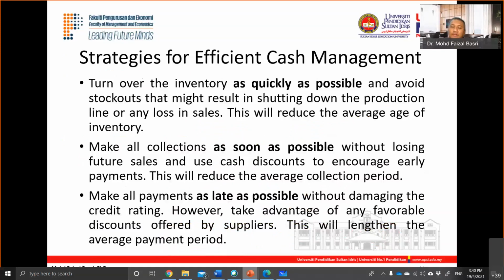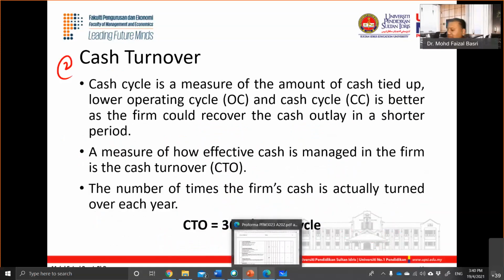Okay, so now the second part of our cash conversion cycle. Once you have the cash conversion cycle, the rest is quite straightforward. Next, we're going to find the cash turnover. Cash turnover means in a year, how many times the cash will be turned back to you. Meaning how many times in a year the cash you pay to your supplier will go back to you as payments from your customers.